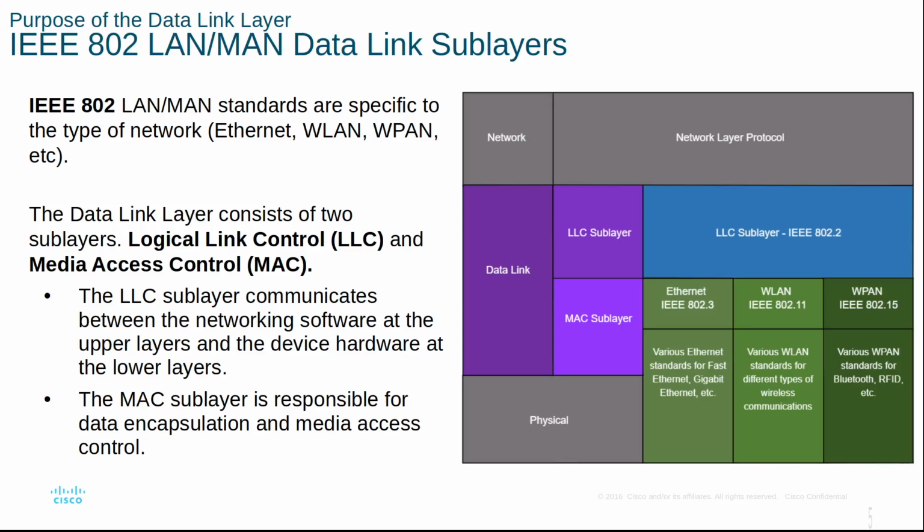So at the LLC sub-layer, we're going to see 802.2. It's an IEEE standard. Anytime you see 802 dot something, you know it's an IEEE standard. And in the MAC sublayer, we could have Ethernet, which is 802.3, for fast Ethernet, gigabit Ethernet, 10 gigabit Ethernet, so on and so forth. Any Ethernet standard is 802.3.